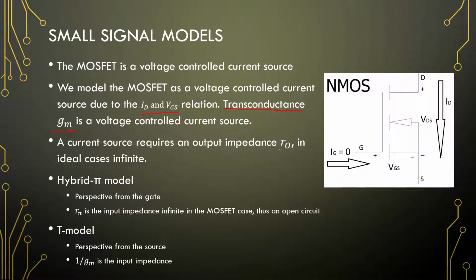Since it's a current source, it will have some form of output impedance. So the hybrid pi model will be the perspective from the gate. R pi is what we used in BJTs, but R pi is an infinite impedance for the MOSFET, so this will be left as an open circuit in our model. Our T model is the perspective from the source, and 1 over Gm would be our input impedance from the source.